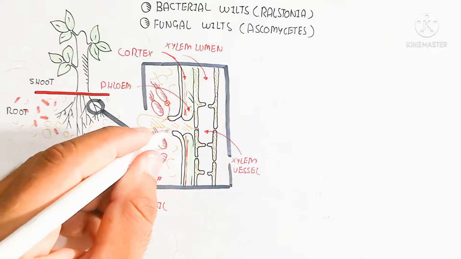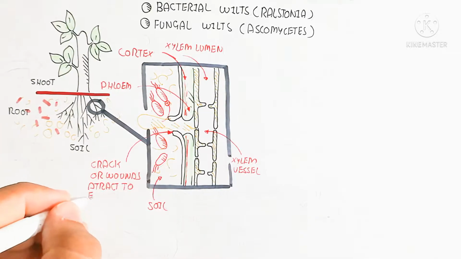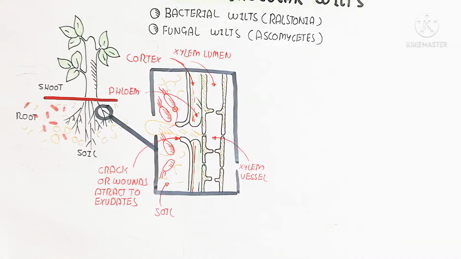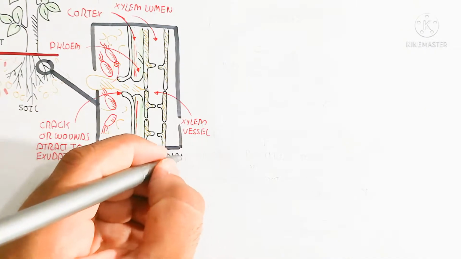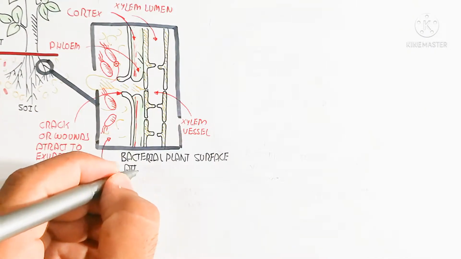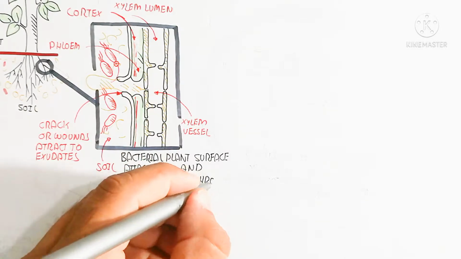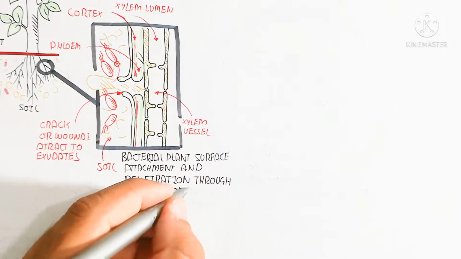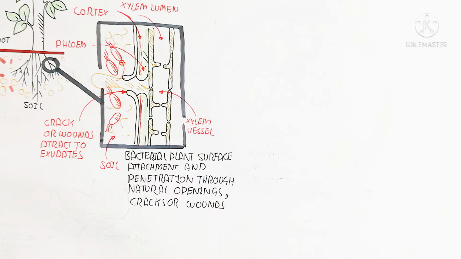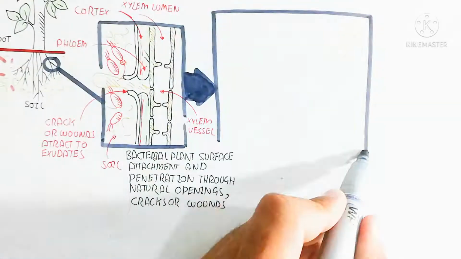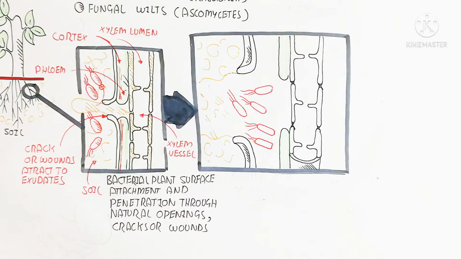So here is the soil. The soil is used for the absorption of water and minerals through a root hair. In this way, after the rupturing of the epidermis and cortex, the bacterial influx, a bacterial invasion, is allowed. So there is bacterial plant surface attachment and penetration through natural openings, cracks or wounds.